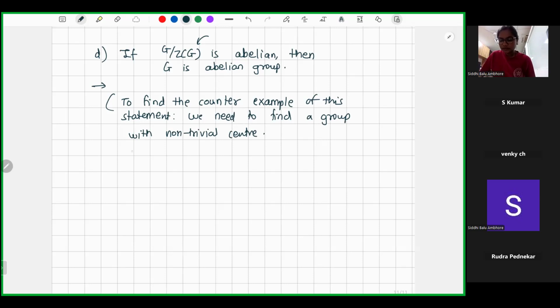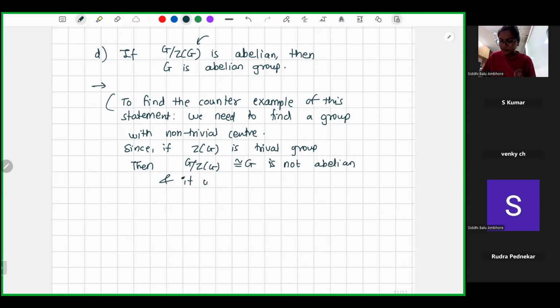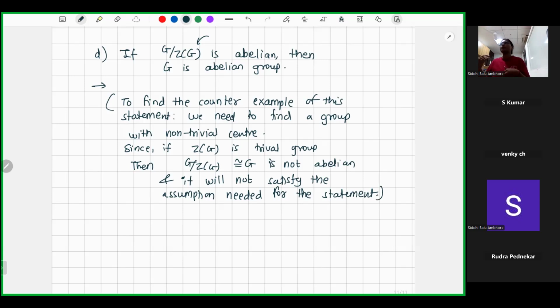Okay. And since if ZG is the trivial group, then G mod ZG will be isomorphic to G, and this is not abelian, and it will not satisfy the assumption needed for the counterexample for the statement. We have to look for a group with non-trivial center.